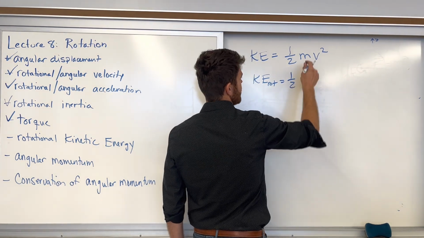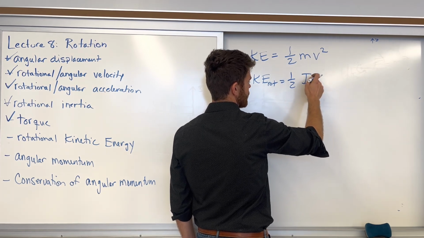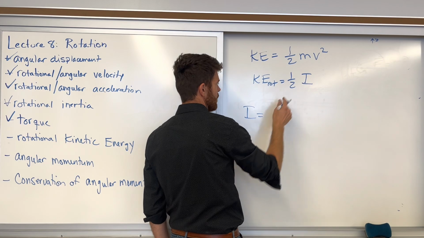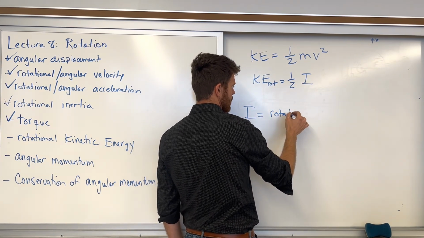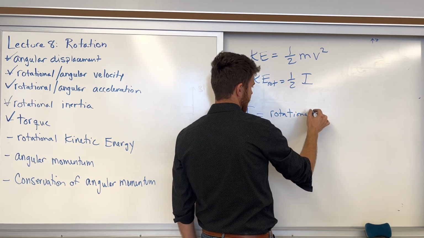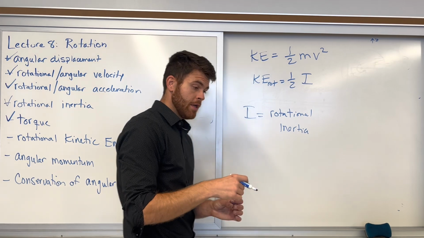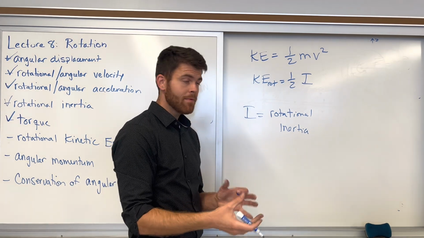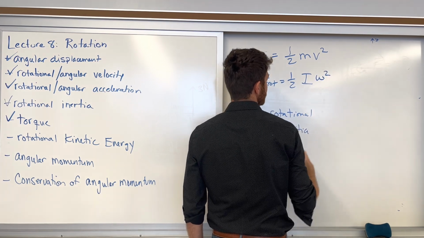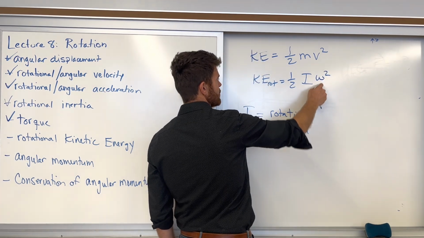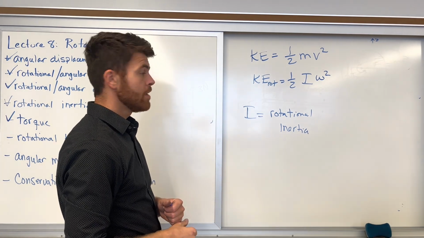So it's 1/2 times the inertia term for rotation, which is rotational inertia, I. Remember, that's dependent on the rotational axis and the shape of the object. And instead of v, it's omega squared. So the more rotational inertia and the larger the angular velocity, the more rotational kinetic energy the object has.